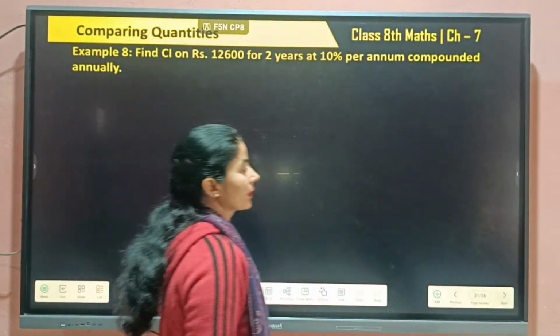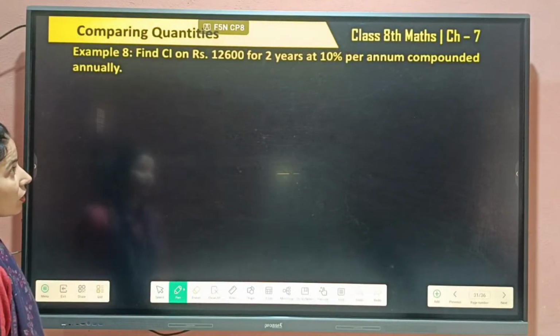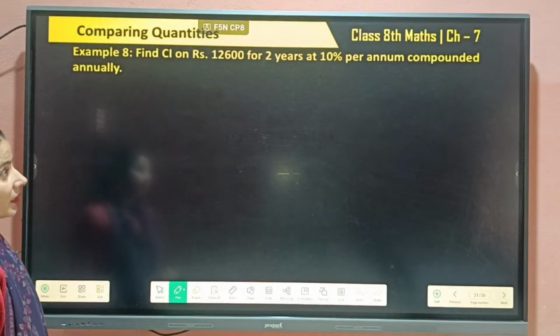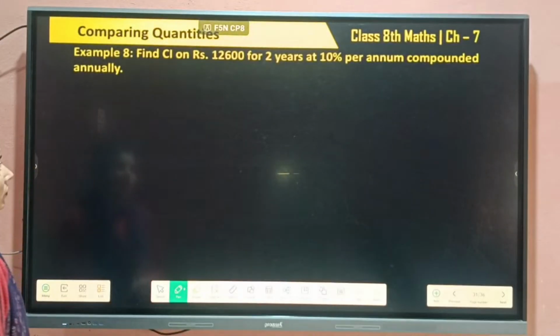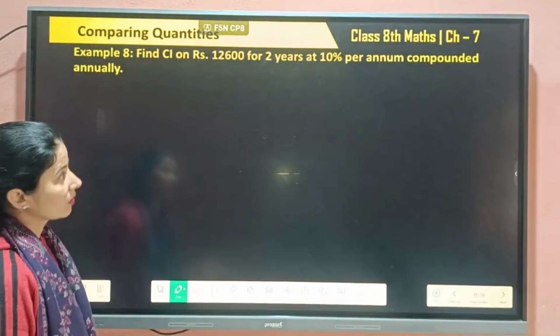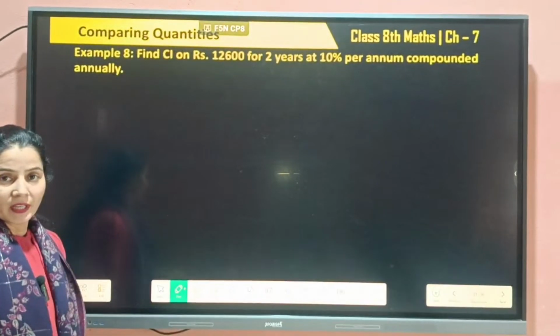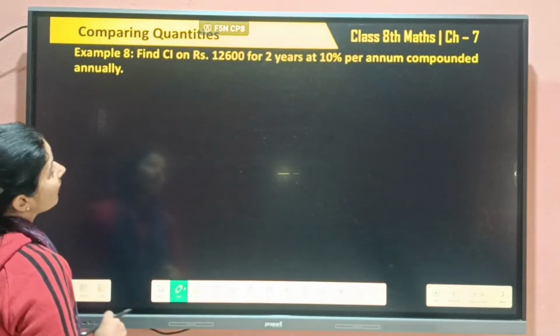Next example, example number 8. Find compound interest CI on rupees 12,600 for 2 years at 10% per annum compounded annually. Compounded annually means the rate of interest is given for 1 year. At the end of 1 year you have to find out interest. So how can we find out CI?